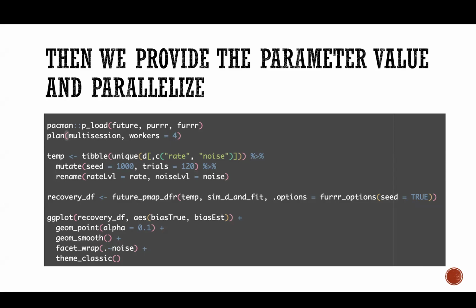And then here, I simply extracted the recovery data frames that came out of the parallelization. And I say, please plot the true bias, so the true value of the bias in the simulation, against the estimated bias. Geom point, right? Every sample should be a dot. Transparent. Geom smooth gives me an approximate indication of whether there is a linear relation between those things. Split it in panels by noise so we can see things. Remove the ugly gray in the background.